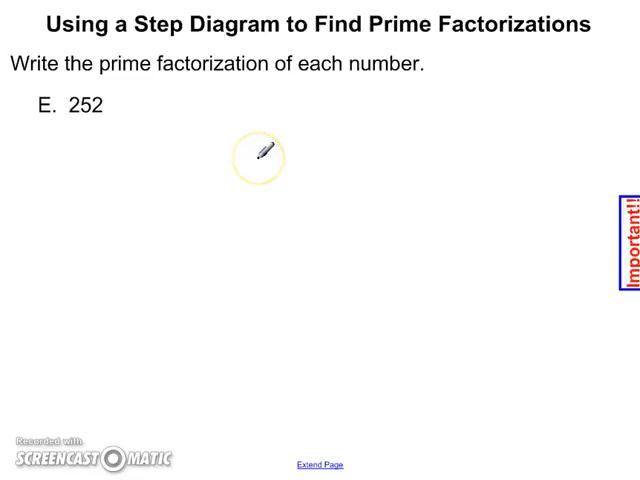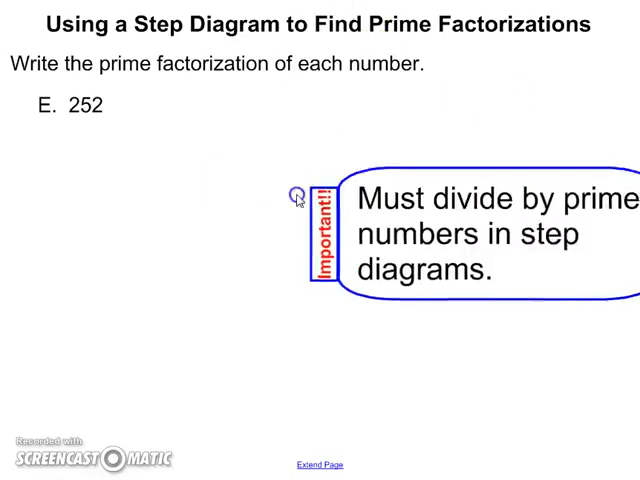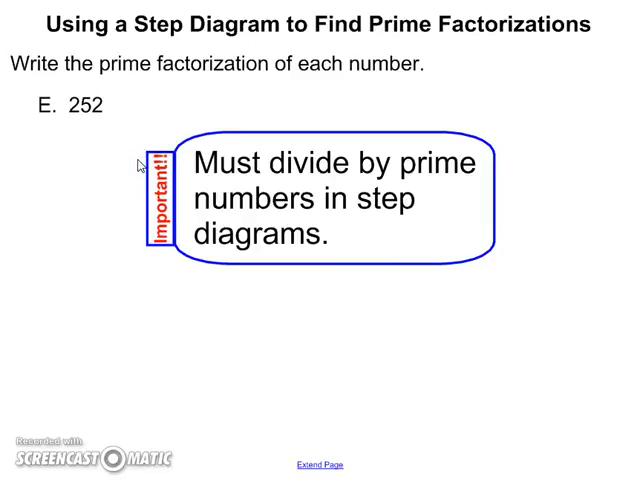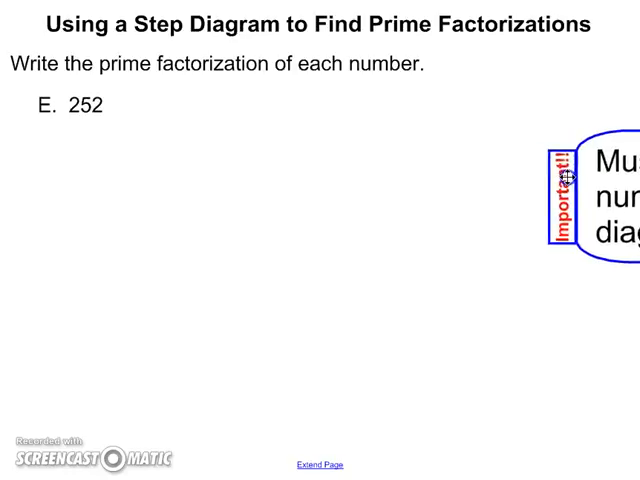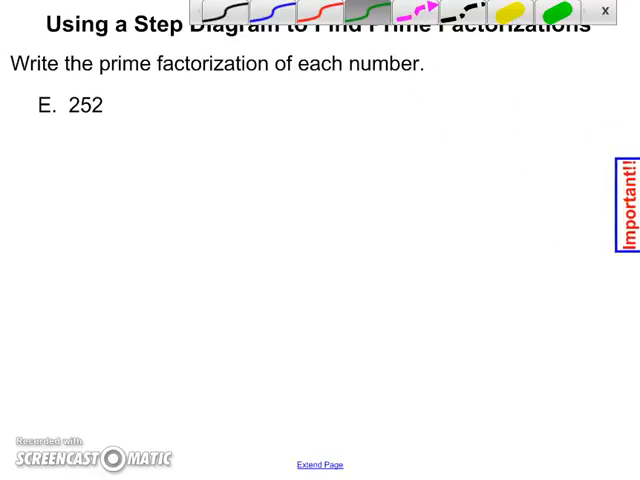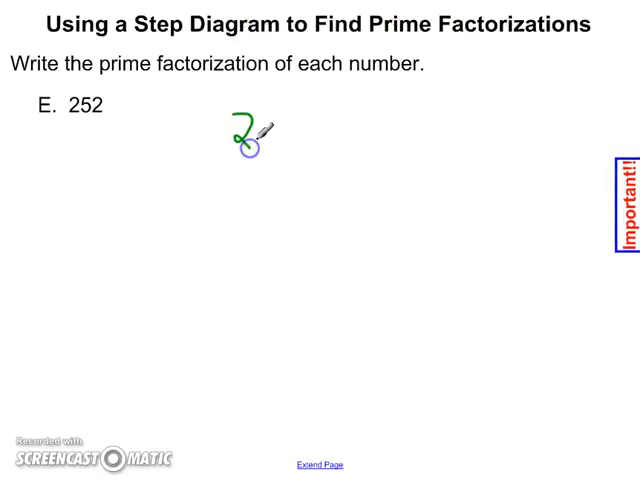Now, the other method that we have here is the step diagram. Now, the important thing about the step diagram, and the drawback of the step diagram, is I have to divide this number 252 by prime numbers. It may not always be easy to come up with a prime number. Things that divide by 2 is prime. So if it's an even number, you can always divide by 2. But sometimes it may not always be obvious what the prime number is that divides it.